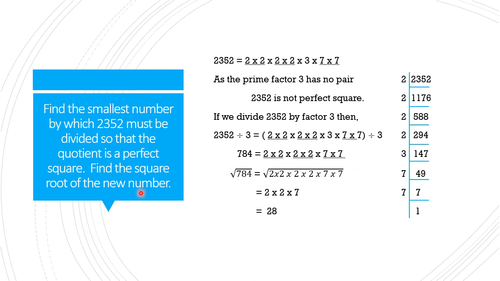Okay, so the question asks to find the square root of the new number. The new number, or the quotient, is 784. Its square root we have to find out. So for taking the square root, from each pair we take one number and write 2 into 2 into 7. From the first pair we take one, from the second pair also we take one, and from the third pair we take one. So 2 into 2 into 7. 2 twos are 4, 4 sevens are 28. So the square root of 784 is 28. Okay children. So the quotient we get is 784 and the square root of 784 is 28. Okay.